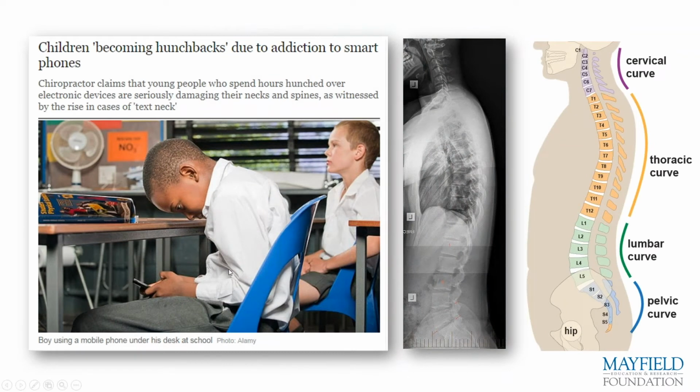And actually, it's not just a hunch. We're starting to see this. This article is a chiropractor talking about children becoming hunchbacks due to their addiction to their smartphones. And over here, you see an x-ray. If we look up at this cervical spine, you could see that the natural lordosis we're supposed to see is, believe it or not, being lost in some younger people, including children. As you can imagine, if you spend your life looking down at your phone in this position, that is not going to lead to good long-term spinal alignment.